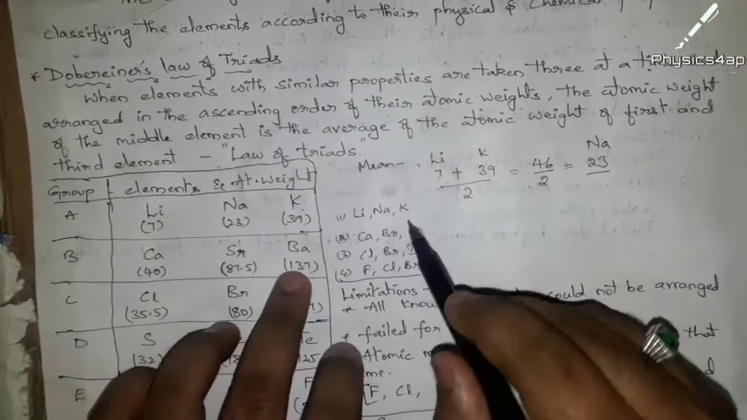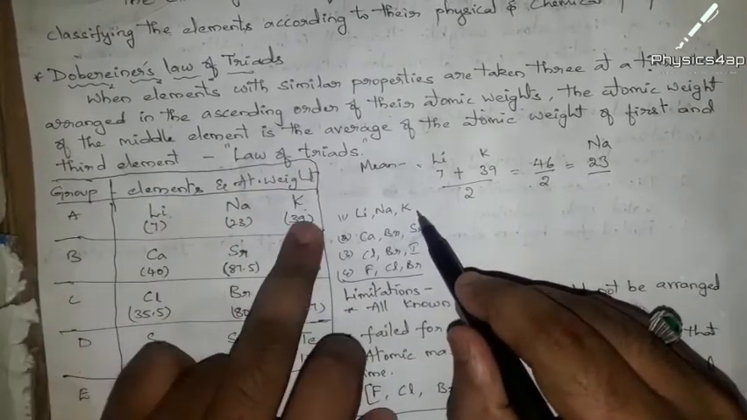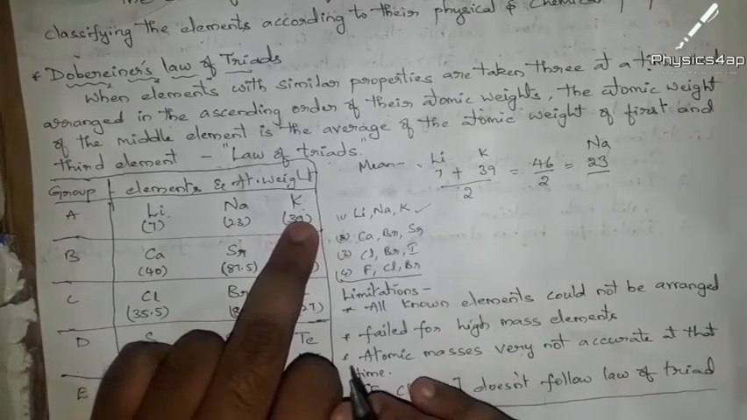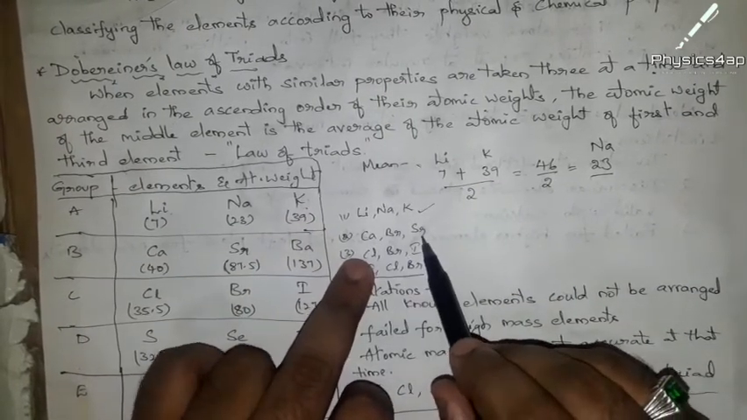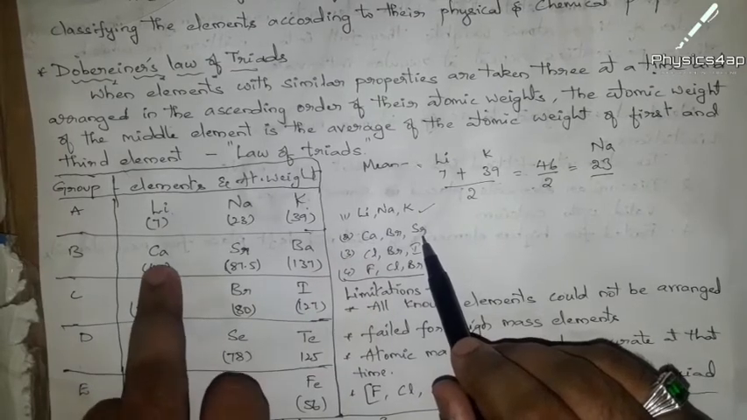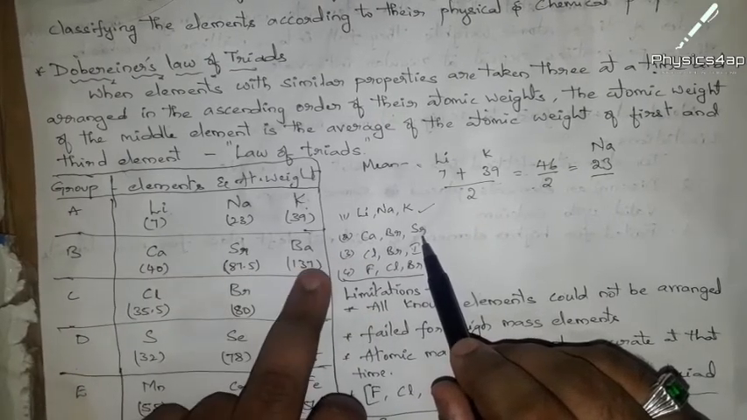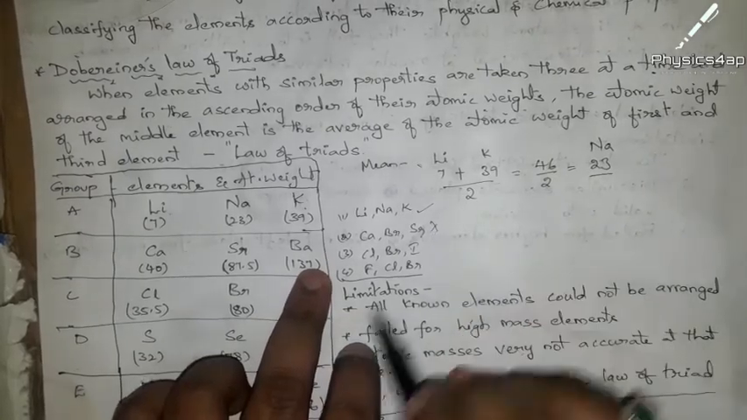So the law of triad: the first one is lithium, sodium, potassium. This obeys the law of triad. Calcium, barium, strontium doesn't follow the law of triad. Why? Because it should be in the order of calcium, strontium and barium. So this doesn't follow the law of triad.